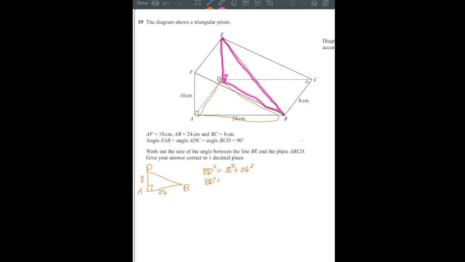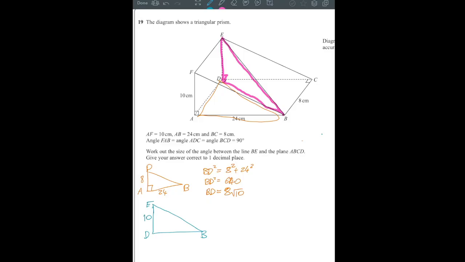So I've already started the working. It is just Pythagoras. So the 8 squared plus the 24 squared, and then we're going to square root that answer. I am going to leave my current working exact, even though 8 root 10 isn't particularly pleasant, so I don't lose accuracy later. I'm now going to use that triangle already mentioned, the DEB.